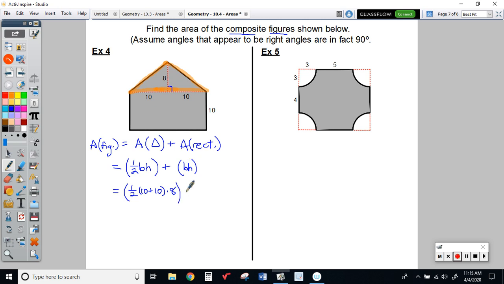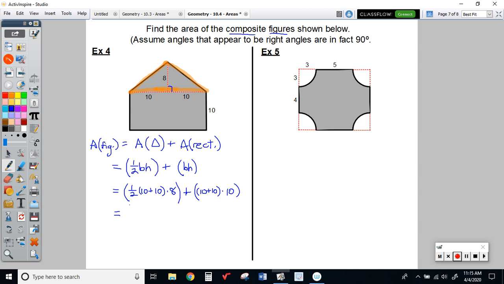It is. And then the base and the height of the rectangle, this B and H could be different than this B and H. So just be careful with that. This is going to be 10 plus 10 once again for the base of this rectangle, and the height is not the same as this height was. So the height of the triangle is 8, the height of the rectangle is 10. So I'm going to multiply that by 10.